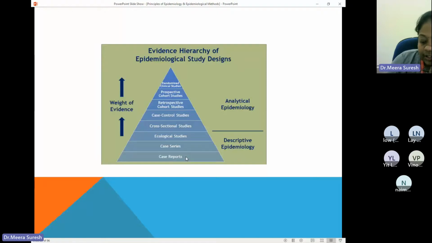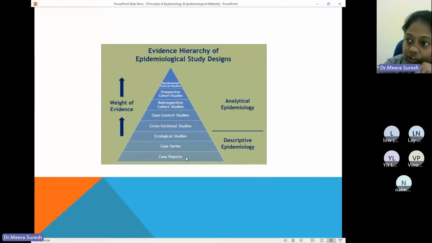In the case of cross-sectional studies, this is another easier one to conduct. And unlike the ecological study, in a cross-sectional study we are studying a group of people. We are studying a group of people in cross-sectional also, but we study it in such a manner that the result we get, we can apply it to the individual unit.